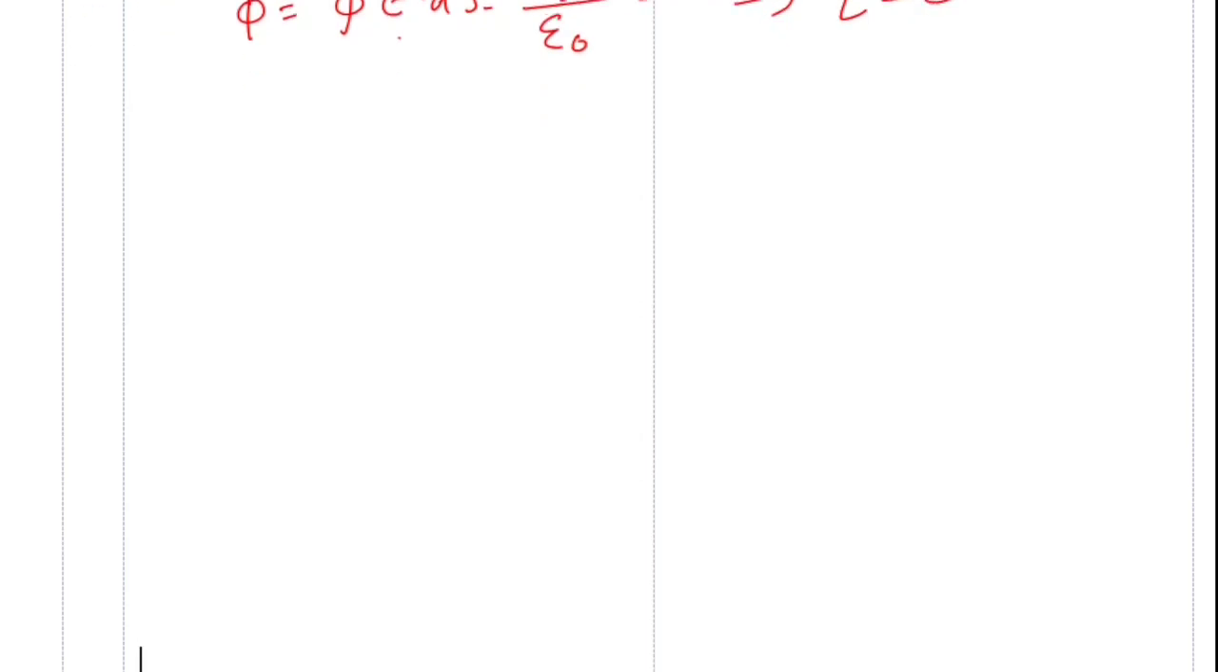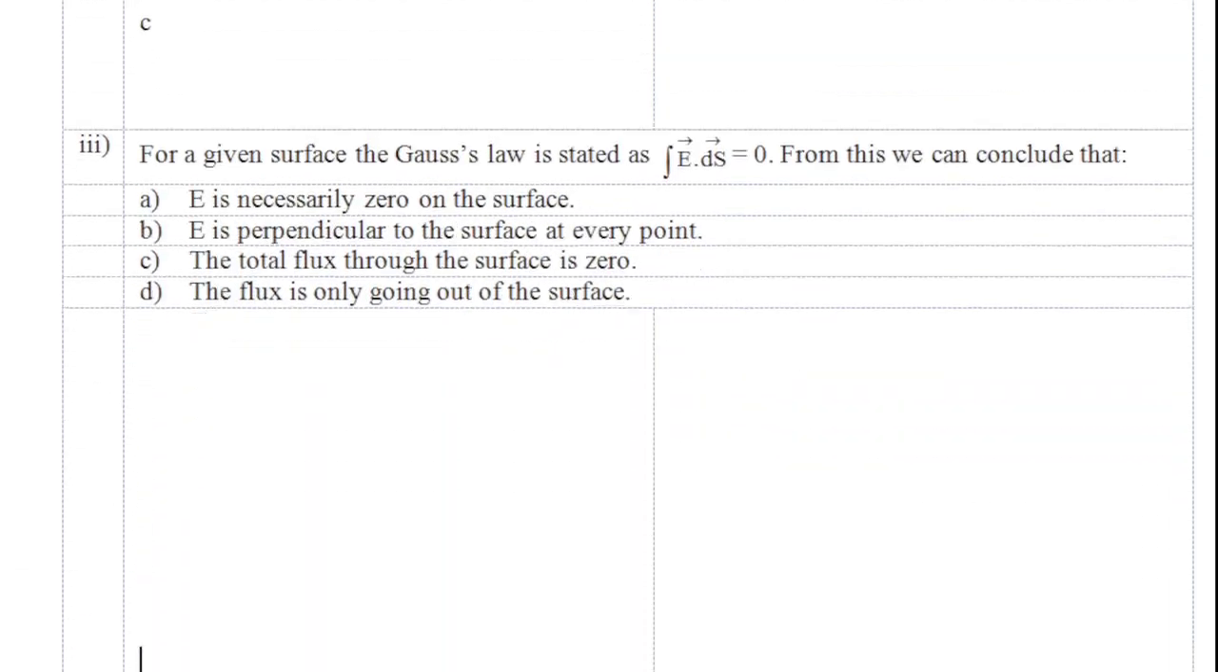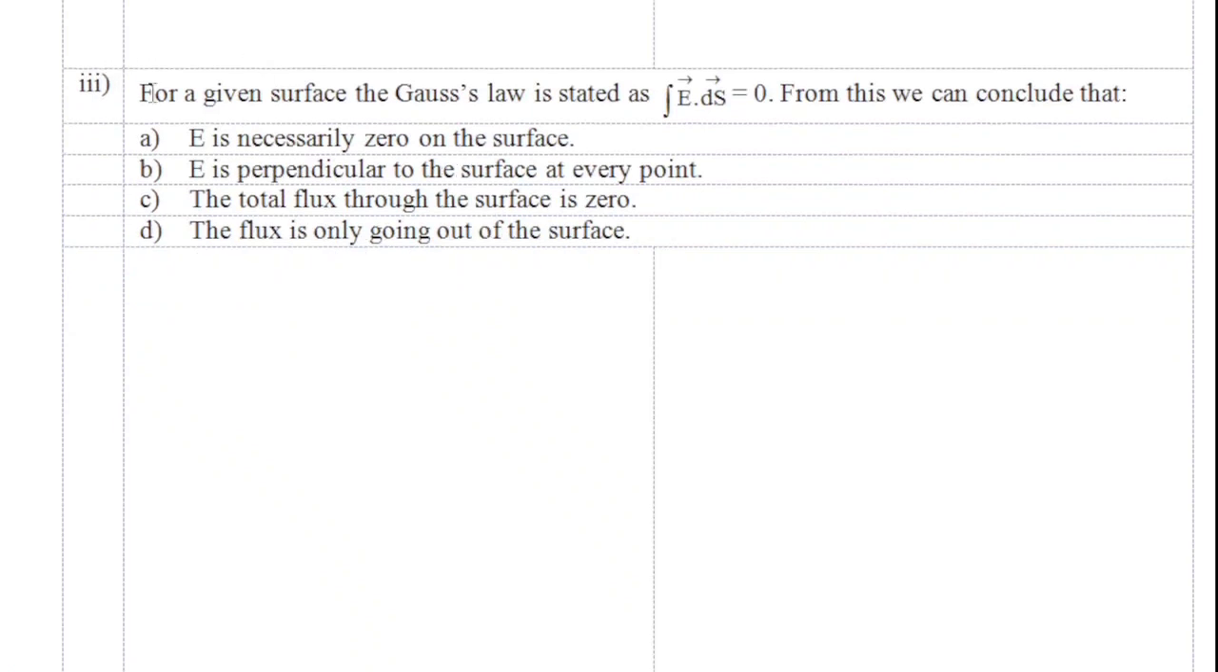Now, next question number 3. Question number 3 is, for a given surface, the Gauss law is stated as E dot ds equal to 0. From this, we conclude that, what you conclude from this one? Number 1, E is necessarily 0 on the surface. If E dot ds is equal to 0, what does it mean from these 4? Which statement is correct? E is necessarily 0 on the surface. It means E equal to 0 on the surface.